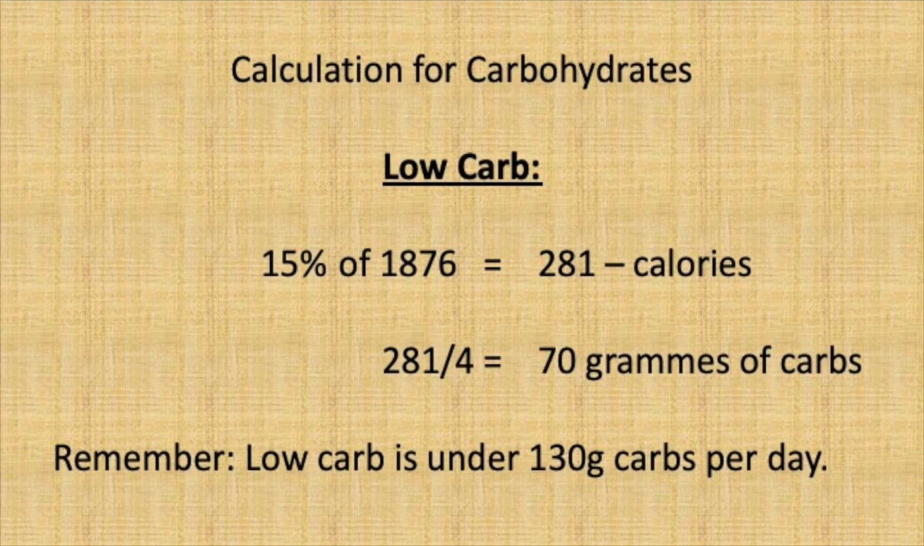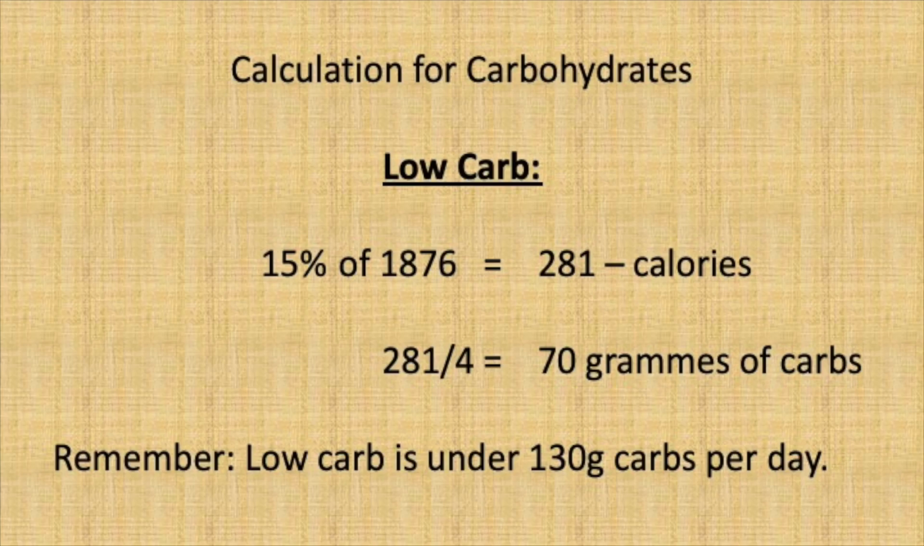Now I'll do a calculation for carbs, and then I'm going to show firstly calculations for low carb and then for keto. For this example, which is low carb, I want to eat no more than 15% of my calories from carbohydrates. So 15% of 1876, which is my daily calories, is 281 calories from carbohydrates, and then 281 divided by 4 is 70, giving me 70 grams of carbs per day.